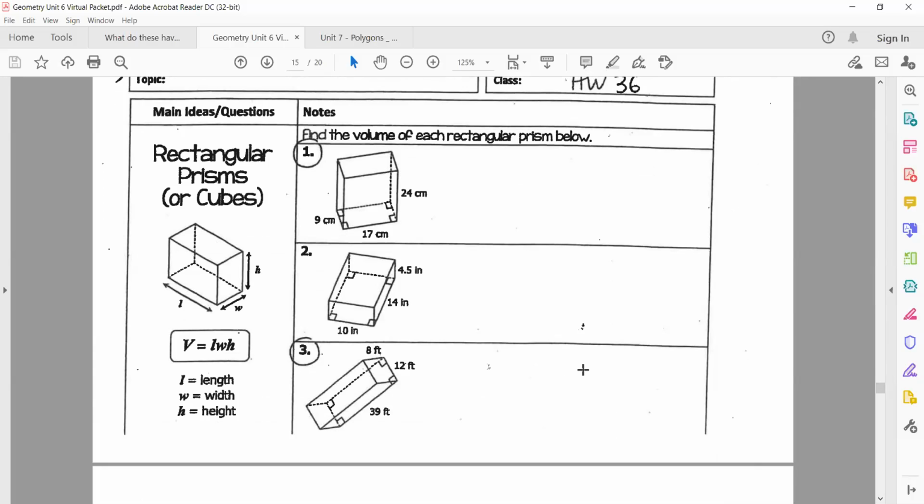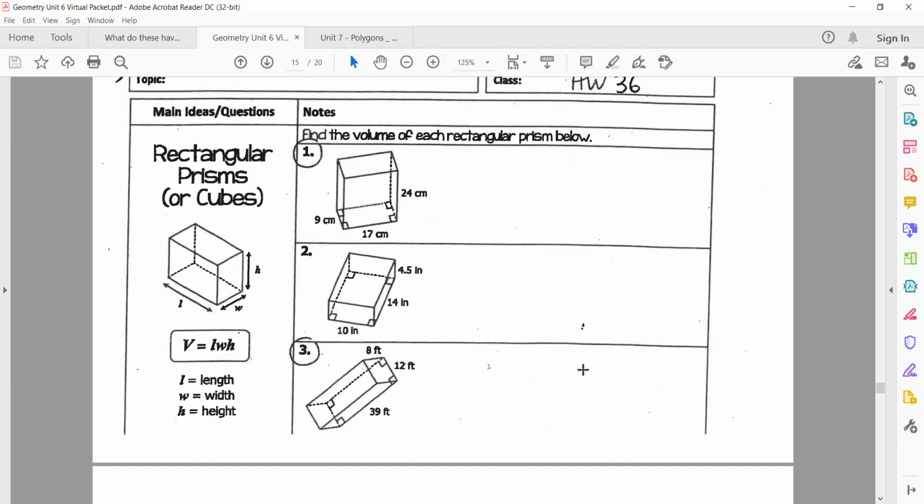You want the answer? You got it already? Yeah. 3,744. 3,744. Okay, we don't know what that is, but it's cubic. Oh, it is feet, cubic feet. Okay, good. They're giving us some unit measurements there. 8 times 12 times 39.